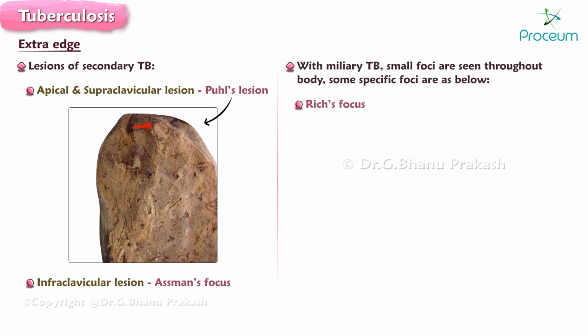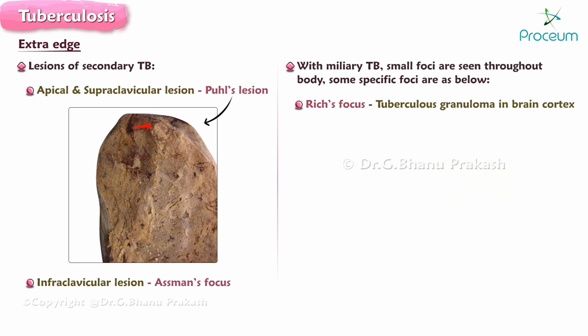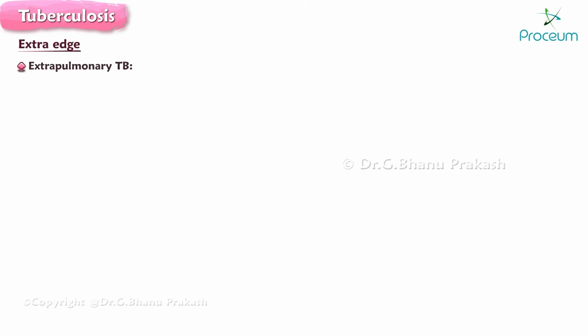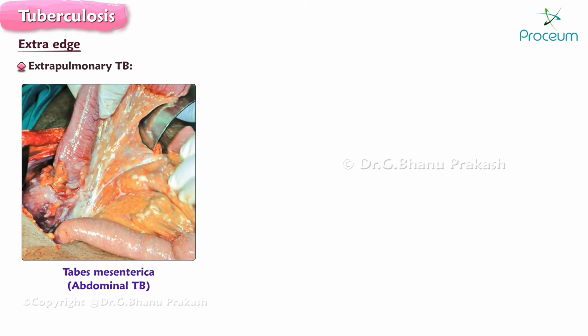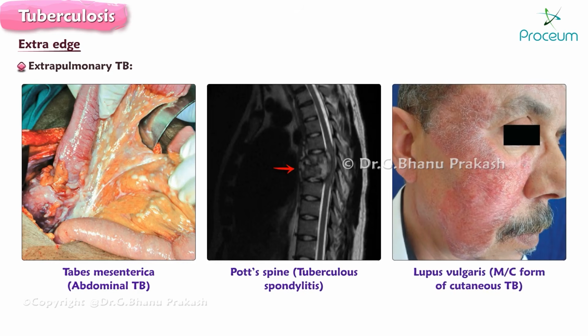Rich's focus: tuberculosis granuloma in the brain cortex. Weigert's foci: tuberculosis foci in the pulmonary vein. Simon foci: tuberculosis foci in the liver. Extrapulmonary tuberculosis. Tabes mesenterica, abdominal tuberculosis. Pott spine, tuberculous spondylitis. Lupus vulgaris, the most common form of cutaneous tuberculosis.